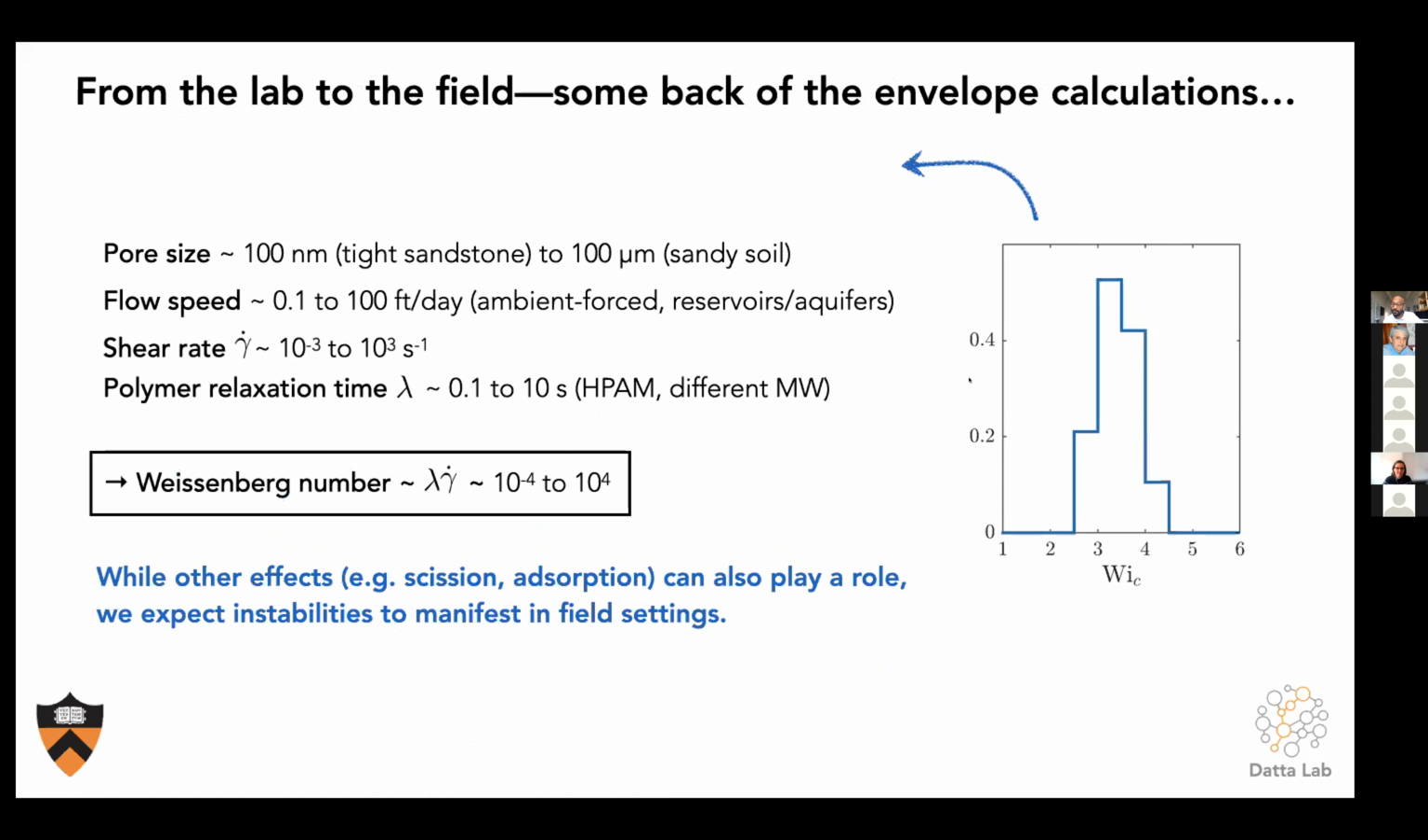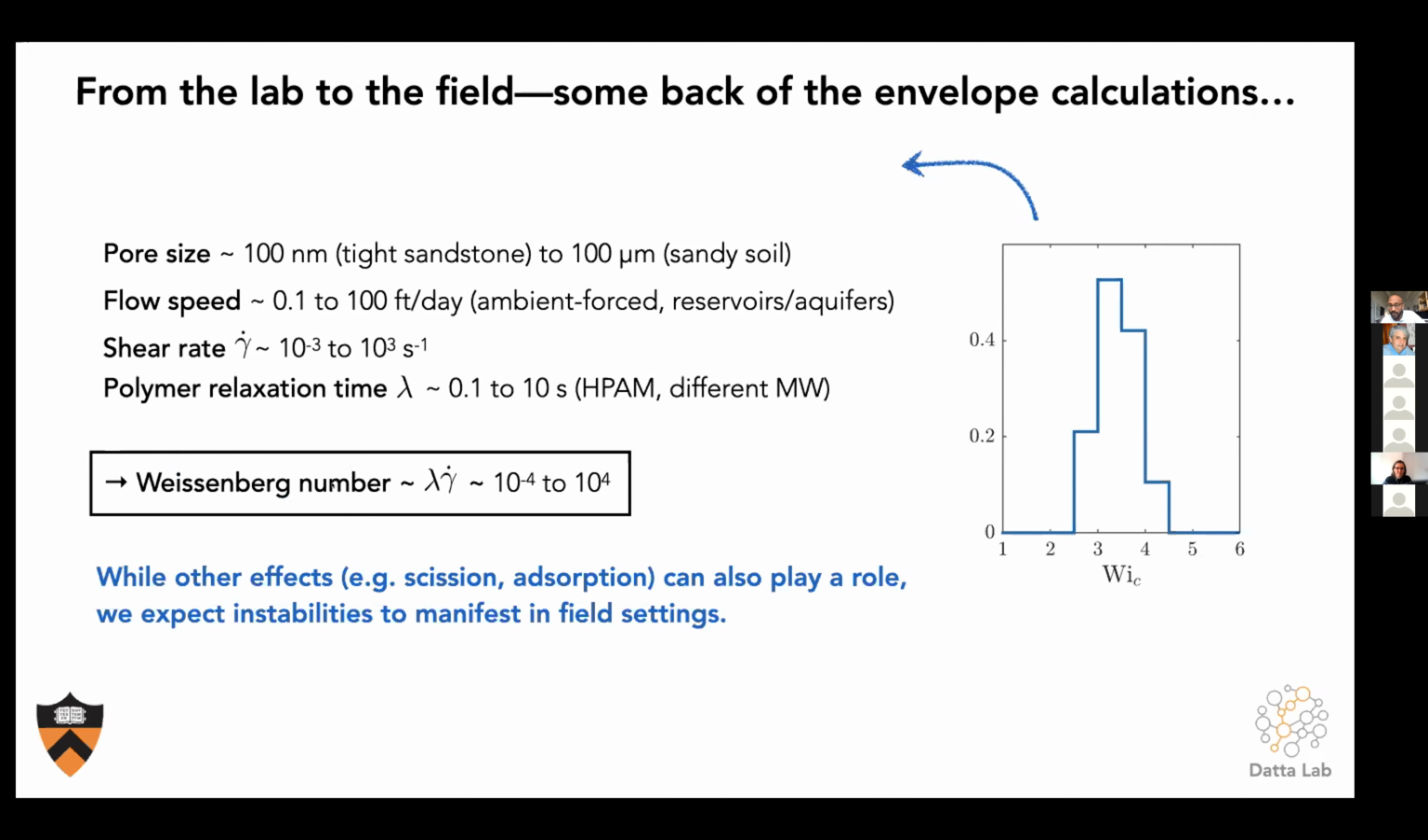So at the end of the day, we measured this in the lab. We can show this in the lab. Does this matter in the field? And so we can do some back of the envelope calculations now that we have these new insights. For the characteristic pore sizes that you typically encounter in the field, the typical flow speeds, shear rates, and polymer relaxation times. These are high molecular weight polymers that can have very long relaxation times.